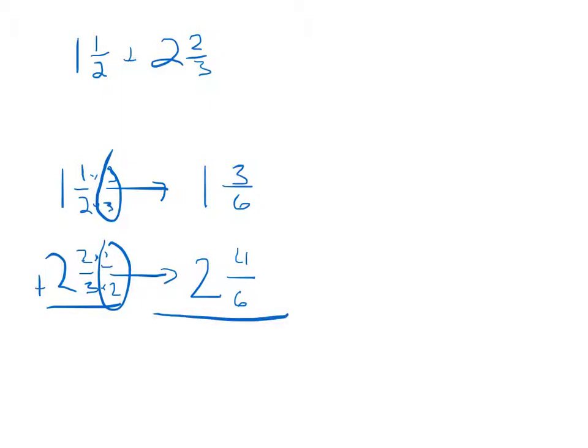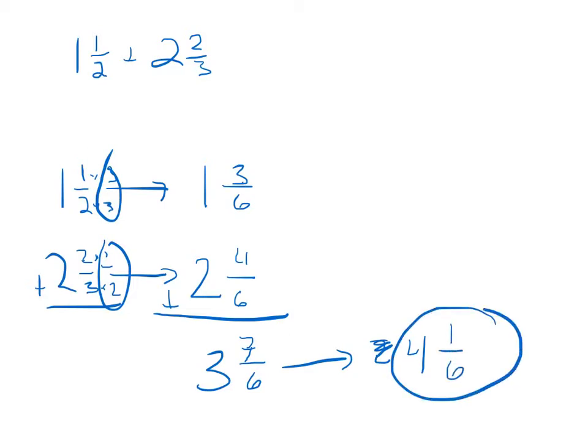So now I'm ready to add. 3/6 plus 4/6 is 7/6. 1 plus 2 will be 3. I'm going to have to regroup and make that a 4 because I'm going to take away 6 from the 7 here. So 7 minus 6 will be 1. So 4 1/6 is my final answer after I've regrouped and simplified.